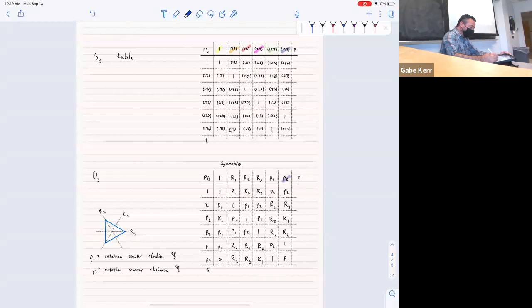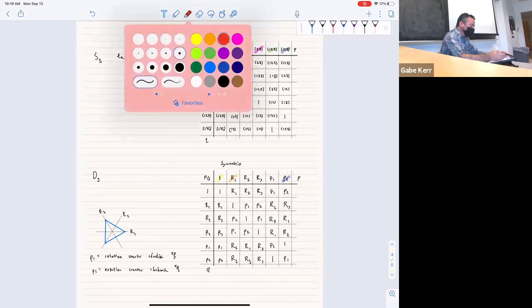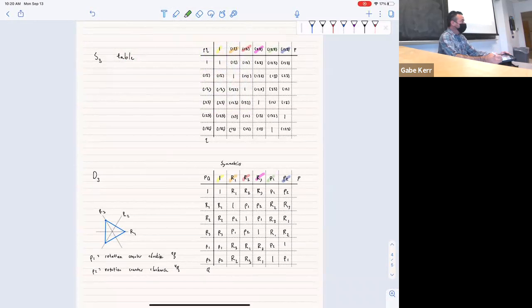I can color, and I can color also the columns here. And this will give me a map from S3 to D3. I just say, I map things of the same color to each other. And I'm going to ask, is this an isomorphism? For this to be an isomorphism, it means that if I use this color code and fill in the entire table, I'll get the exact same color picture on both sides. That means that the multiplication is compatible with that assignment of elements.